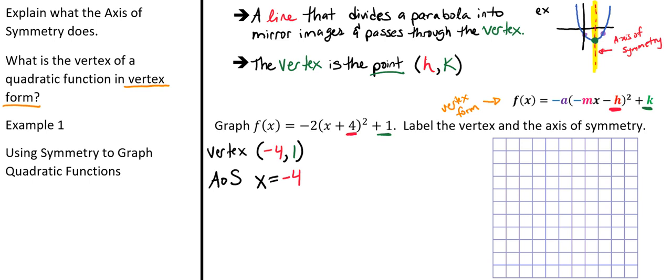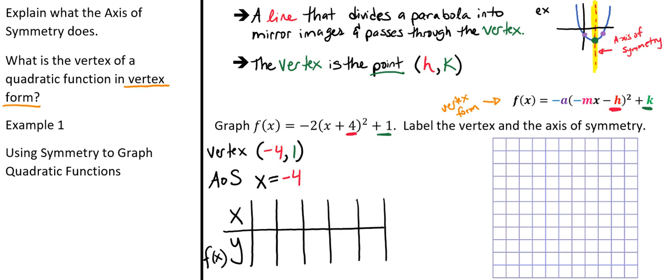And so if we're going to graph using symmetry, we're probably going to want to make a table. So we're going to make an xy table, and remember that y is the same thing as our f of x, right? And so what we're going to want to do is have 5 spots. And we're going to put our vertex here in the middle, because that's the middle of our symmetry. So we're going to go ahead and put in our (-4, 1). And then we want two numbers that are bigger, so -3 and -2. And we want two numbers that are smaller, like -5 and -6.